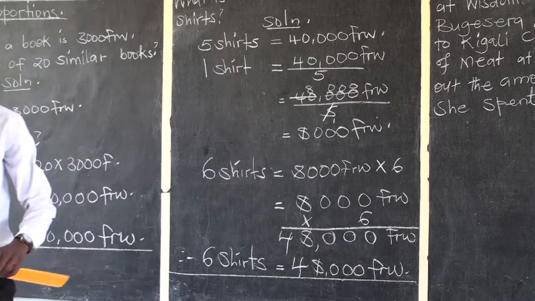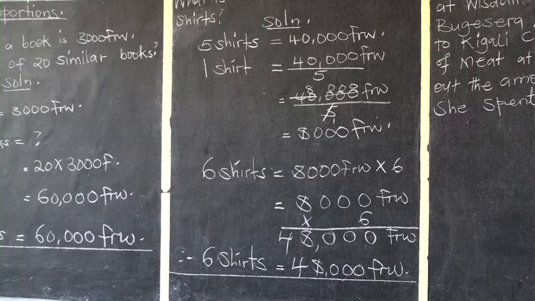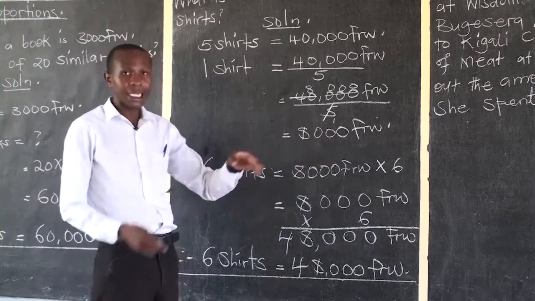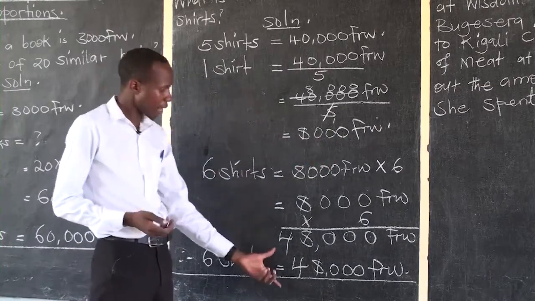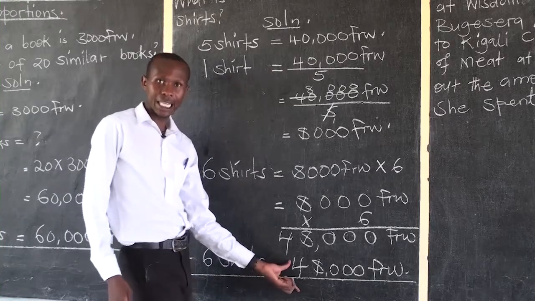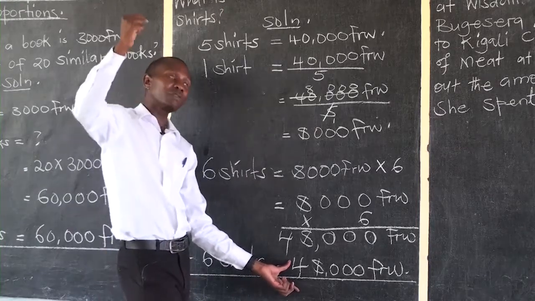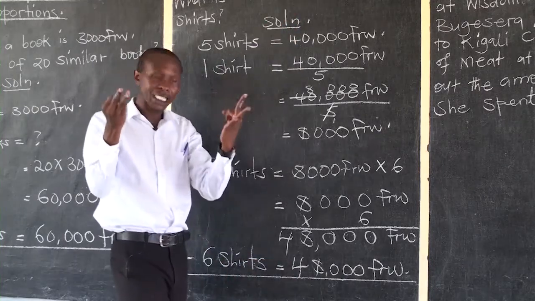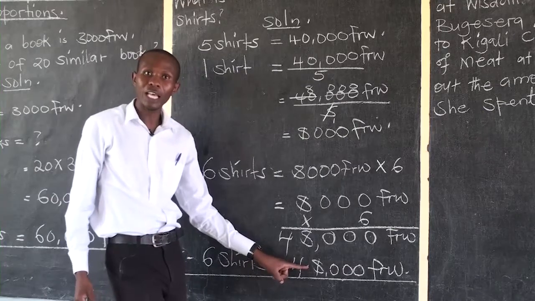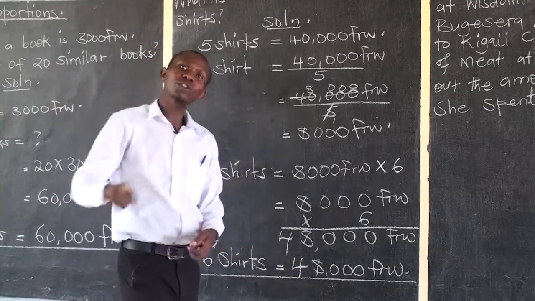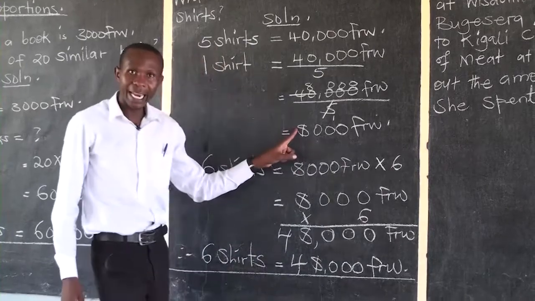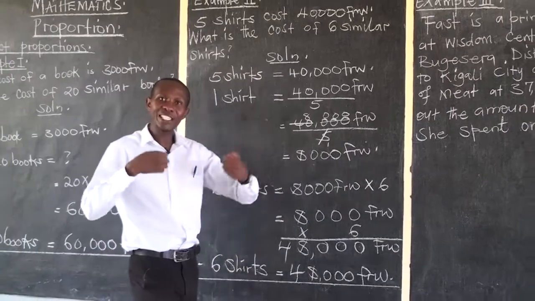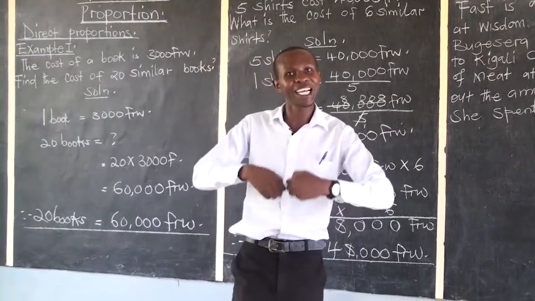So this confirms to us that one shirt, if it is sold at 8,000, then 6 shirts, you will pay 48,000. But a person who wants 5 pays 40,000. Then for you who want 6, you will pay 48,000. Then another person who wants 1 will pay 8,000.